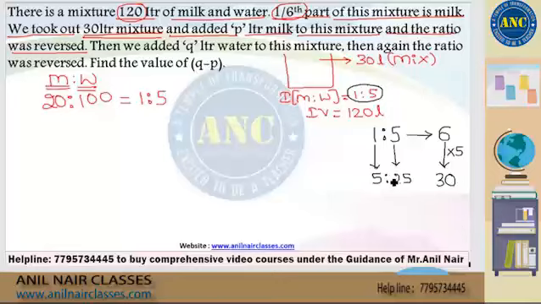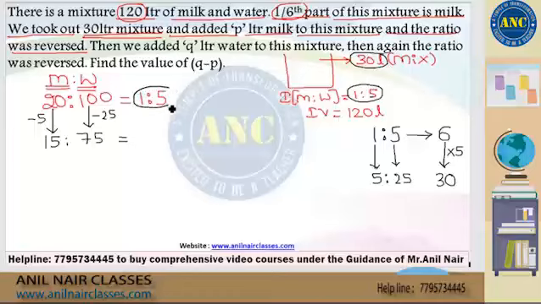That means I am taking out 5 liters of milk. It became 15 liters of milk. I am taking out 25 liters of water. It became 75 liters of water. If you observe, I told you in the starting of the class that if you take out some mixture in the same ratio, the final ratio will also be the same, 1:5. Check it out. 15:75 is also equal to 1:5.